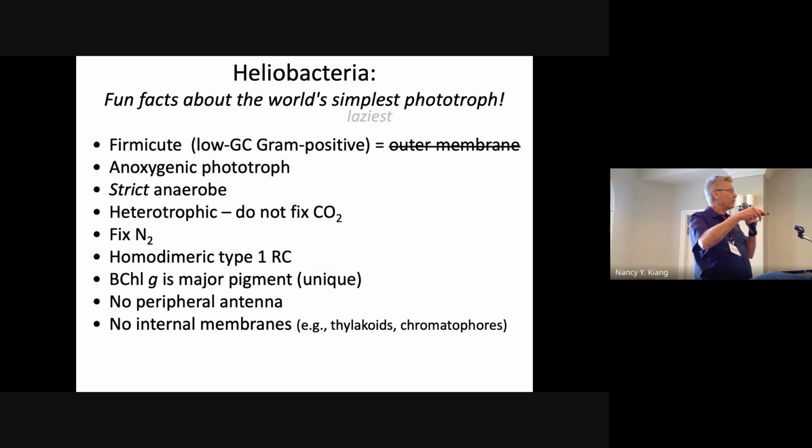They have a homodimeric type 1 reaction center. Bacteriochlorophyll g is a unique pigment. It's the closest to chlorophyll a, as you've seen from Dan's talk. And they have no peripheral antenna. They're the only phototroph like that.